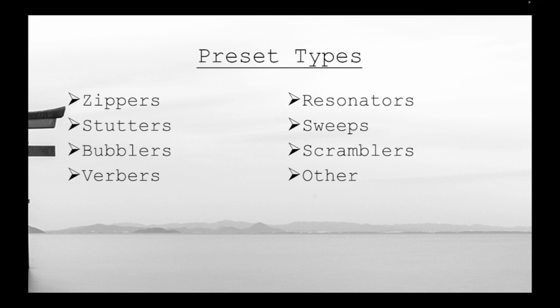Resonators use tightly packed delays to simulate a resonator effect. Sweeps sweep one of the tap's attributes, usually EQ, smoothly from one value to the other. Scramblers utilize modulation in the time domain and generally scramble things. And there are a few that just don't fit any category clearly.